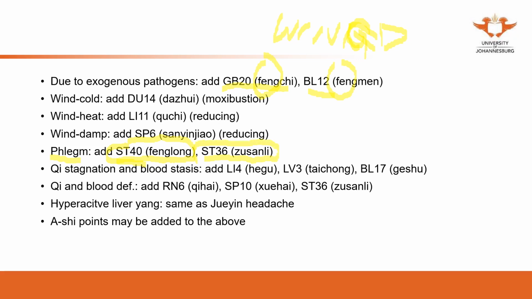Due to qi stagnation and blood stasis, large intestine 4, liver 3. So these 4 points on both sides. So 2 points, actually 4 points on both sides. This is a pair I want you to memorize for qi stagnation and blood stasis to activate the qi and blood circulation. So no matter what kind of causes, as long as the patient presents as qi stagnation, then you can use large intestine 4 and liver 3.